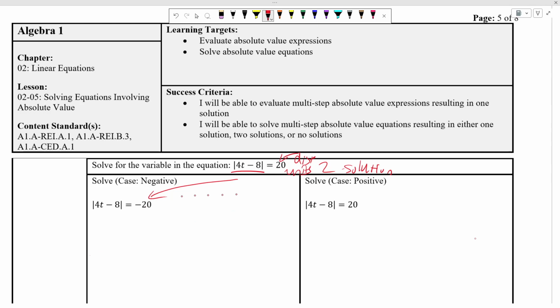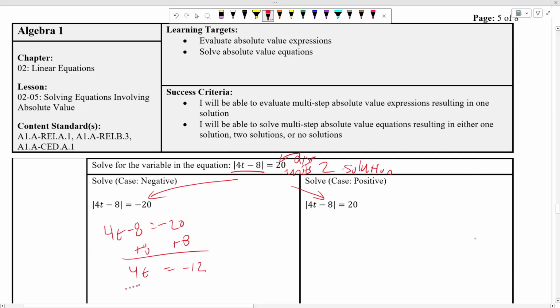Anyways, this is my preference here. Let's branch off here. Positive number, two solutions, one positive version, one negative version. So this here becomes simply 4t - 8 = -20, plus 8, plus 8, 4t = -12, divided by 4. And I'll write over here, this is simply t = -3.